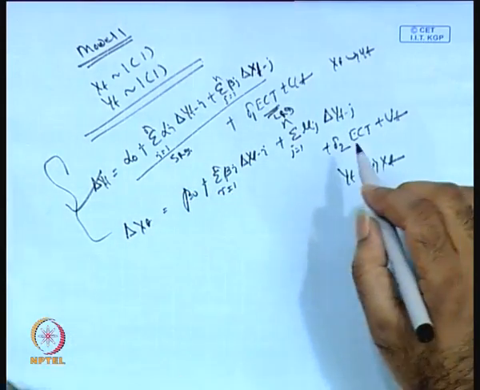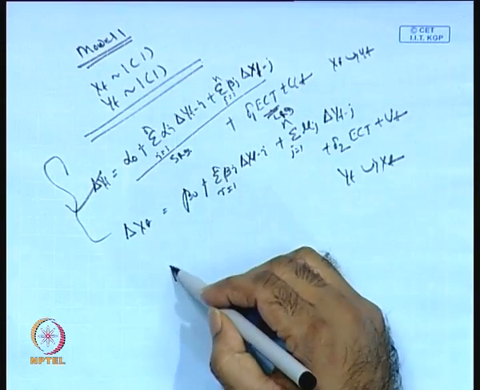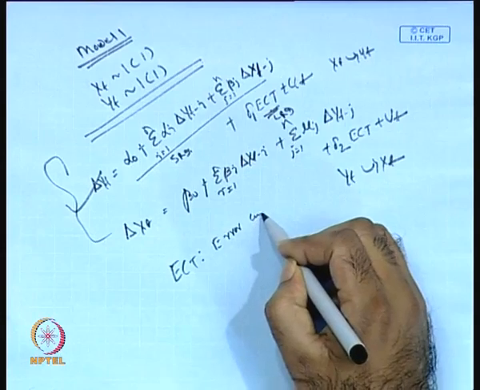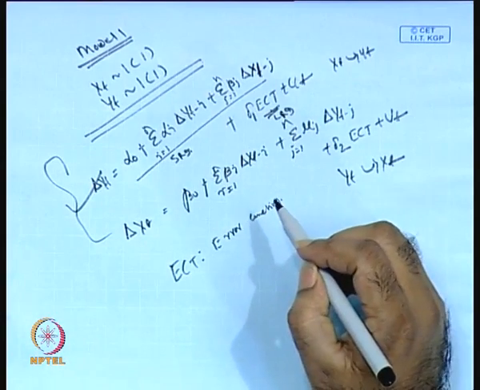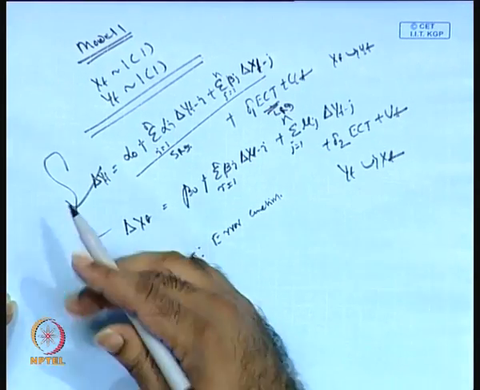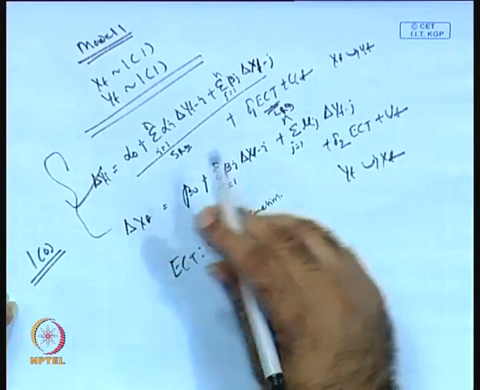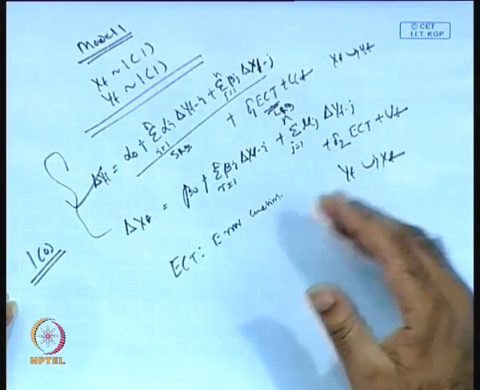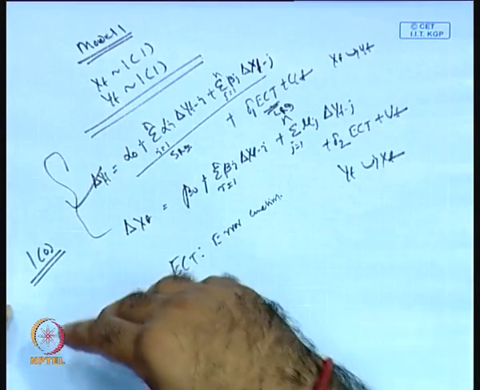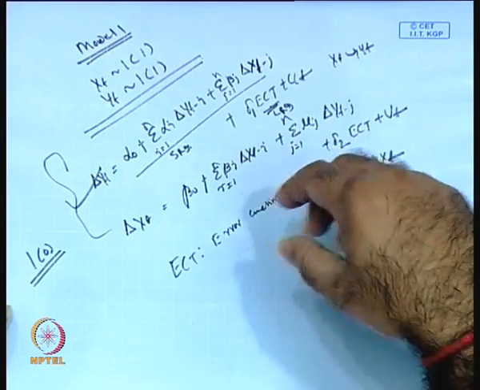The thing here, you remember this particular ECT, stands for error correction term. In the standard format the variables are cointegrated, but we are using the error term data, which is integrated of order 0. That is the data you have to use to justify the causality.